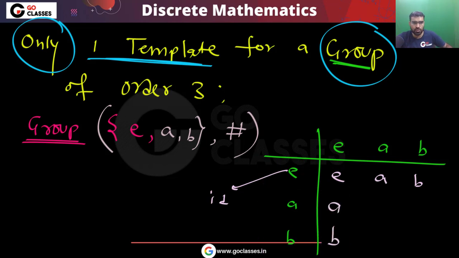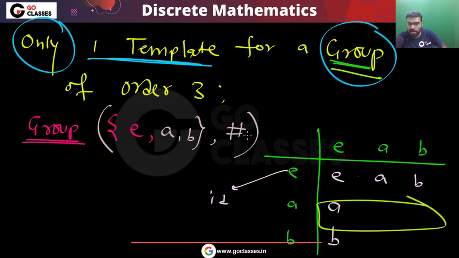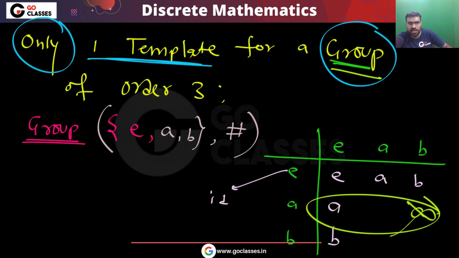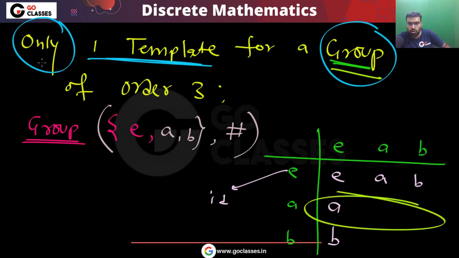Now, finally, remember I am talking about a group. So in this row, no element should repeat. Similarly, in this column, no element should repeat. Now you tell me, can I put A here? I cannot put A here because then A will repeat, because already in this row A is there.